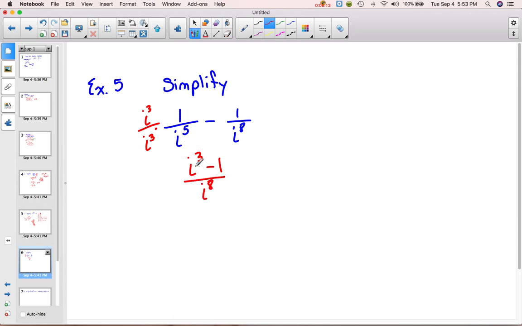So now I can simplify i cubed. If you look back at that previous list, you're going to see that this is just -i minus 1. And i to the 8th power, that's going to just end up being 1. So my answer, I'm going to put the real number part first, is -1 minus i.